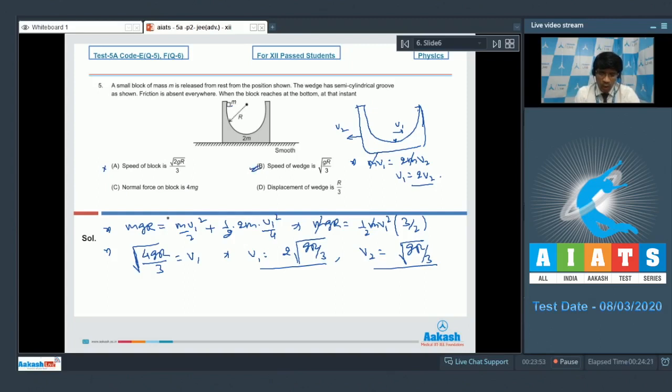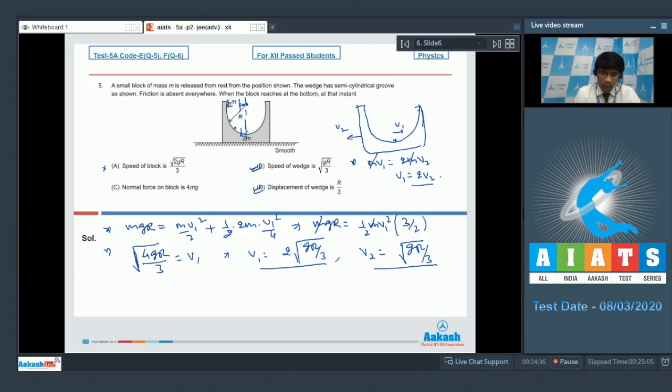Normal force on block is 4mg, and displacement of wedge. Well, this is the small mass, and the center of mass on this line for the wedge will be here. So definitely by the time it reaches this point with respect to the wedge, it must have shifted by this much distance. So this much distance will be how much? It will be r by 3. So I would say option D is actually the correct answer. This is from the shifting of center of mass.